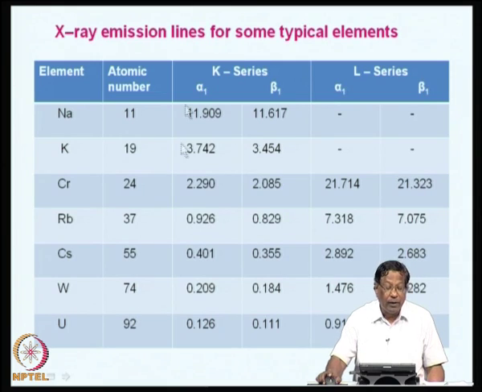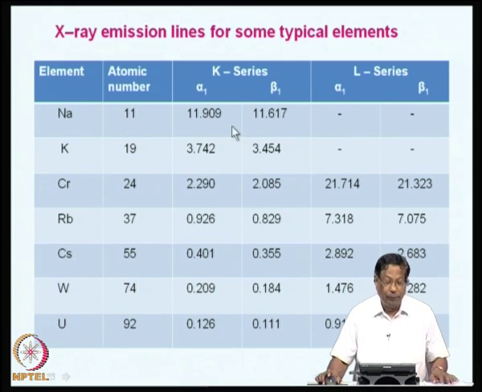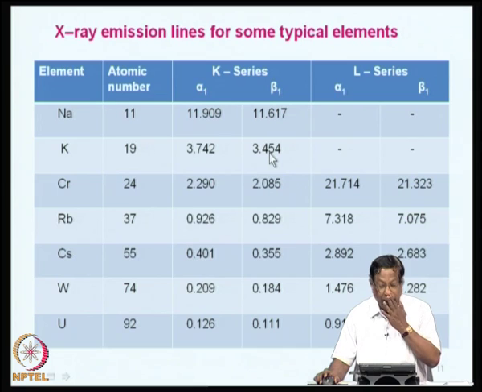Now, here are X-ray emission lines for some typical elements. For example, sodium, atomic number 11, has alpha 1 at 11.909 and beta 1 at 11.617. You will be surprised to see that we are able to calculate the wavelengths at such accuracy only in the case of X-rays. Similarly, for potassium we have 3.742, 3.454, etc.